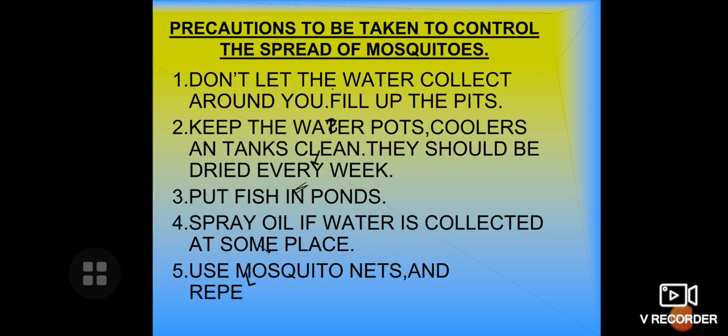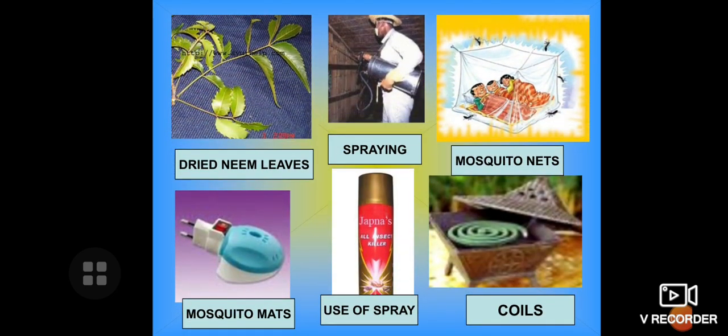Then use mosquito nets and repellents. This mostly we are doing. Then here some examples are there to avoid mosquitoes: dried neem leaves, spraying, mosquito nets, mosquito mats, use of spray and coils.